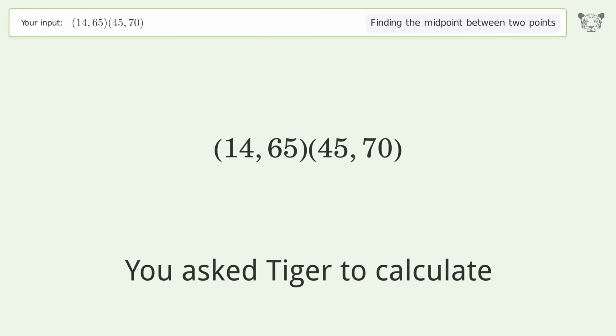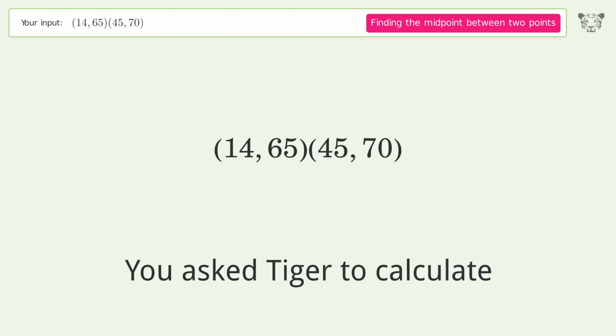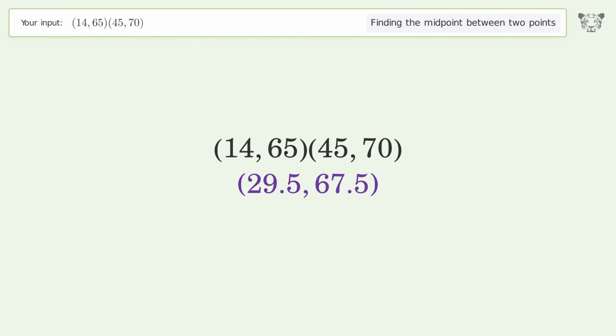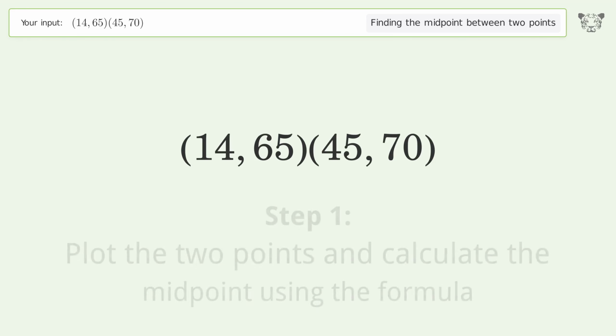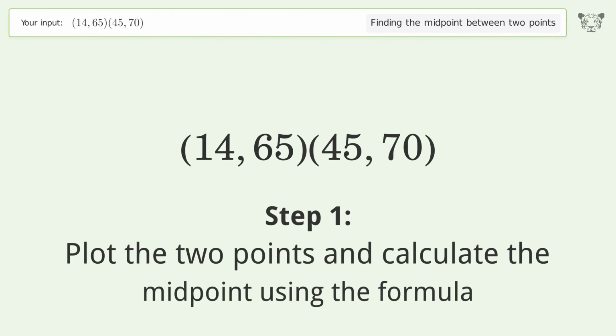You ask Tiger to calculate. This deals with finding the midpoint between 2 points. The midpoint between the 2 points is 29.5, 67.5. Let's solve it step by step. Plot the 2 points and calculate the midpoint using the formula.